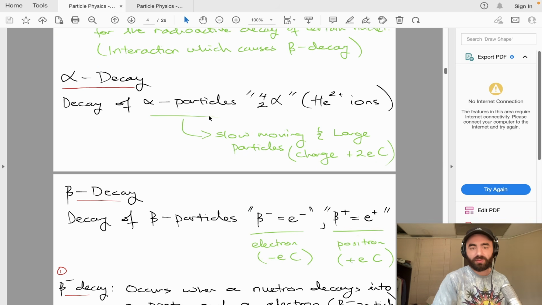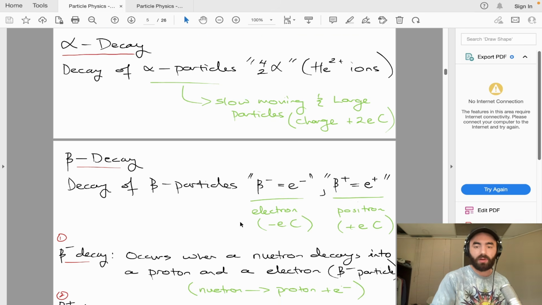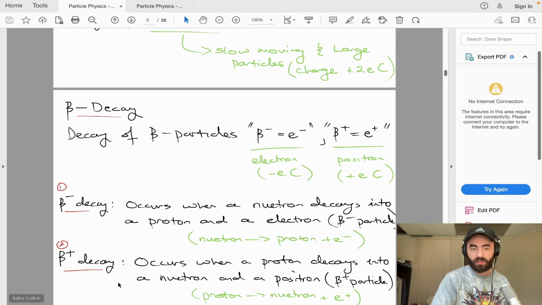And so for alpha decay, we're decaying alpha particles. For beta decay, we're decaying beta particles. What is an alpha particle? Well, I said before, it's a helium 2+ ion. We'll do questions. There's questions on this. I'll do them. Beta is just a beta particle, and a beta particle is basically an electron or positron, depending on if it's beta minus or beta plus. And this is actually what they ask on the most, is beta decay.